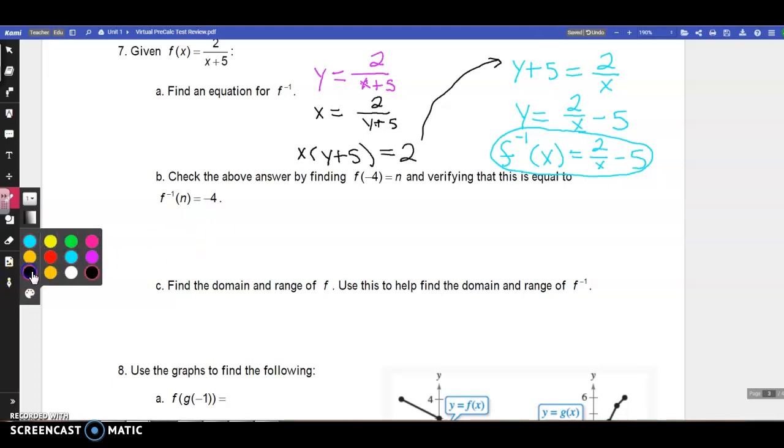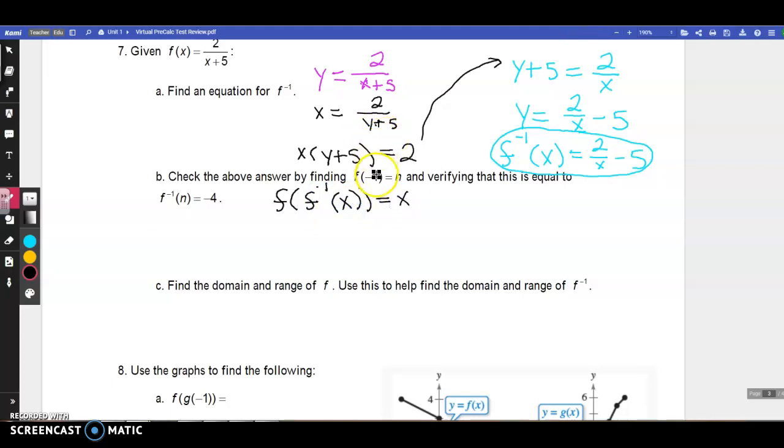Okay, so those directions might be a little confusing, but basically what this is saying is plug -4 into f and see what you get. And then whatever you get as that output, plug it into your new f inverse equation and make sure you get -4 back out. Because remember, my definition says f of f inverse of x equals x.